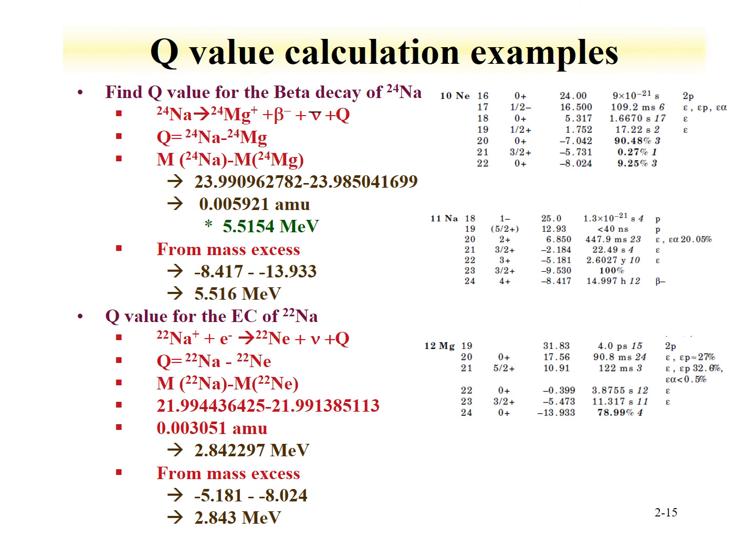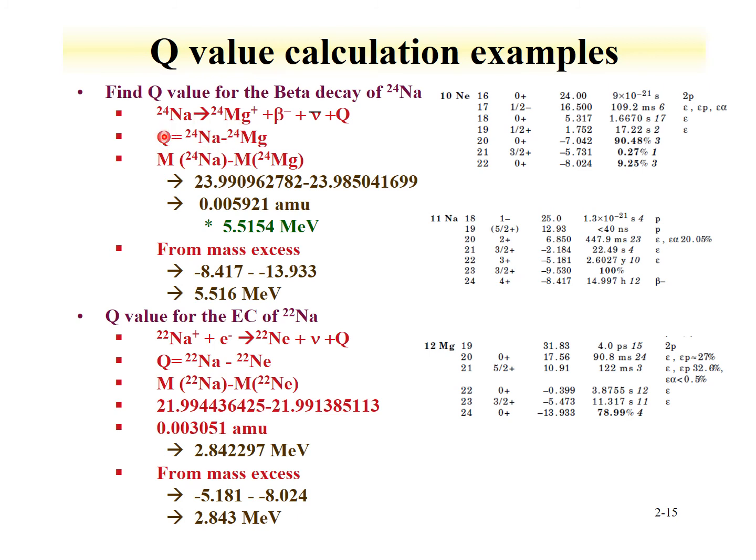So let's review what we've gone over about Q value calculations. Q value for the beta decay of sodium-24: sodium-24 decaying into magnesium-24, beta particle, antineutrino, Q value. Set up. Let's solve for the Q value. Remember that this daughter and the electron we can treat as together. The binding energy, if you remember, we can neglect that.